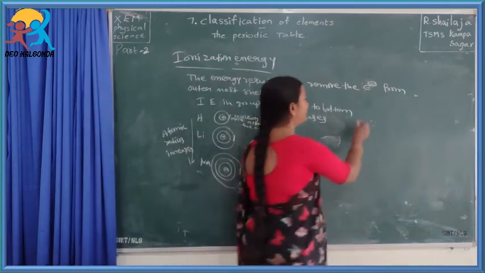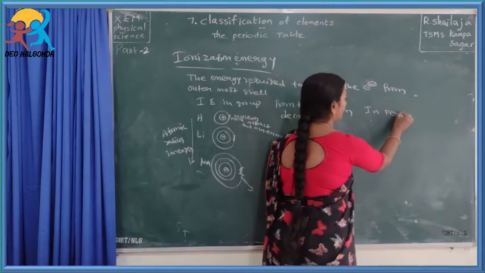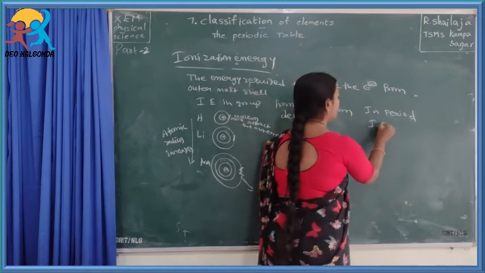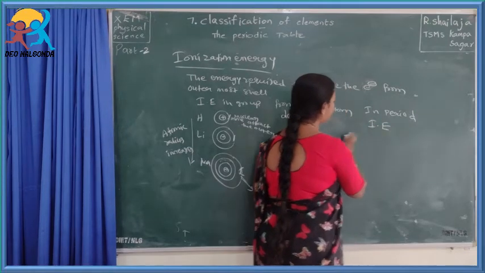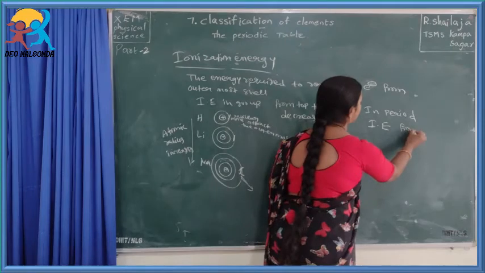Next, in a period you see, the ionization energy from left to right.